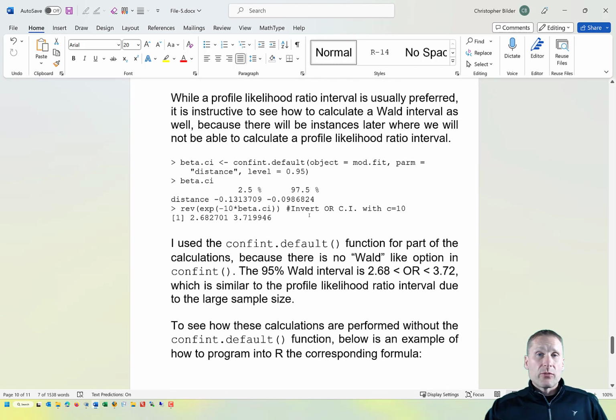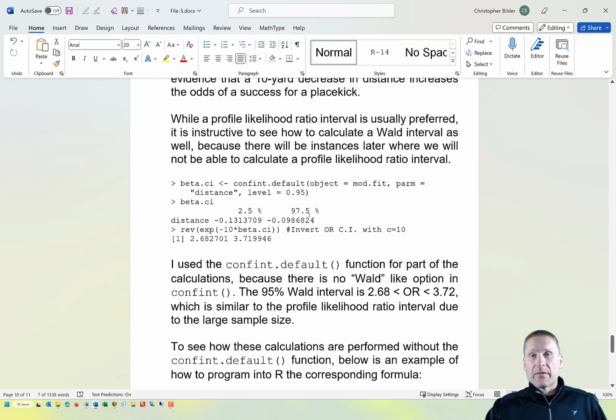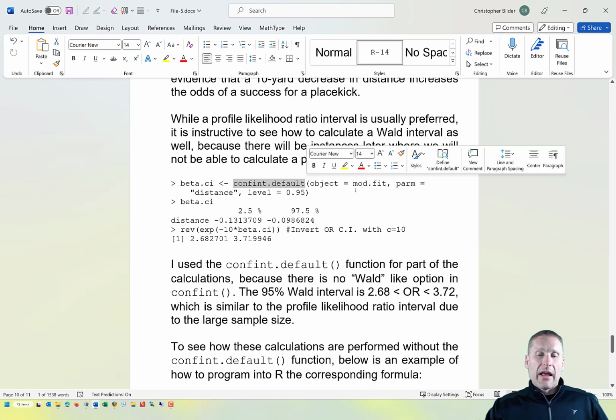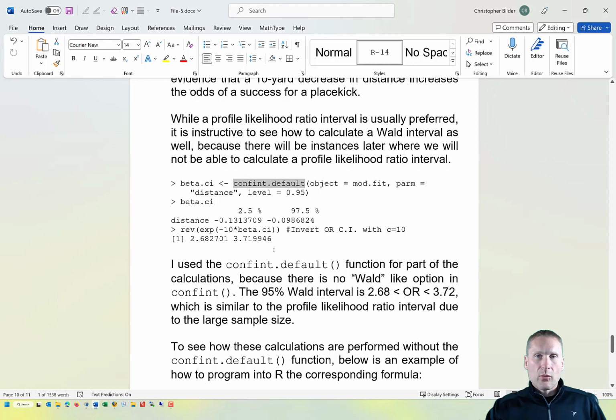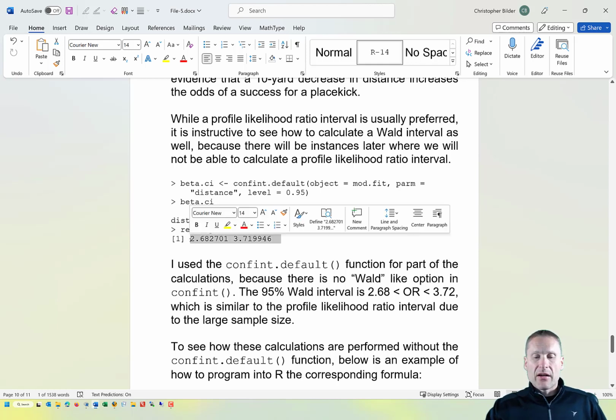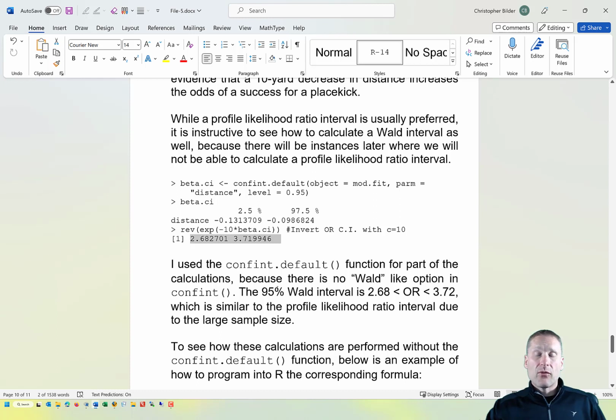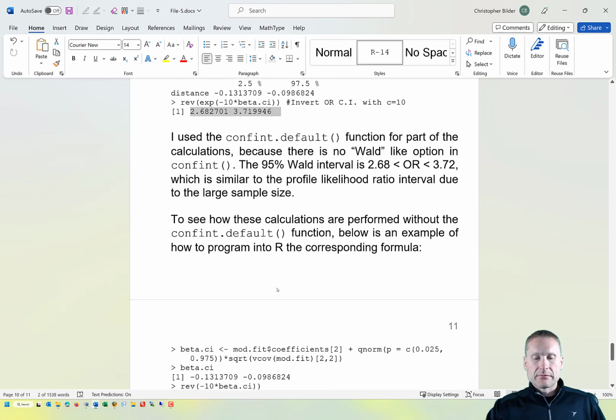Now, profile likelihood ratio intervals are the most desirable to use, but you could do a Wald interval here. To do that, we can use a particular method function in R called confint.default. We use a very similar syntax, similar code once we get the interval. And you can notice that this interval is very similar to what we had before for the profile likelihood ratio interval. The reason is simply because we have a large sample size.